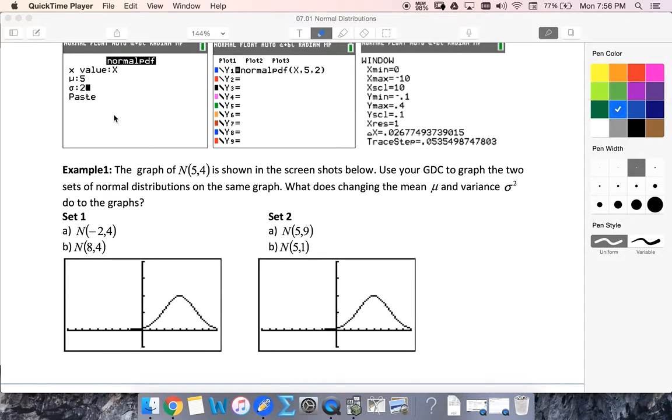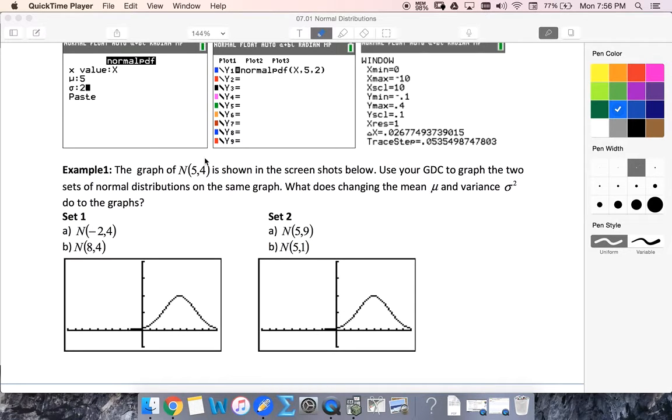Okay, so now we're looking at what happens when we change our graphs of our normal distributions. So I can see on this actually that I've extended out, so I'm going to change my window to go out to -10, because now what I'm doing is I'm changing the mean. So let's look at what happens when we change the mean.